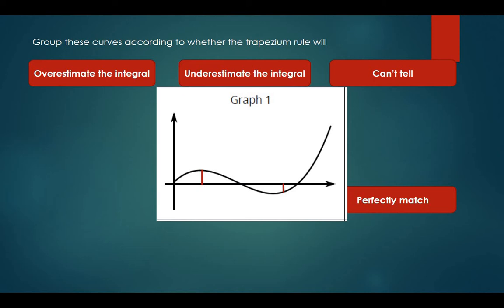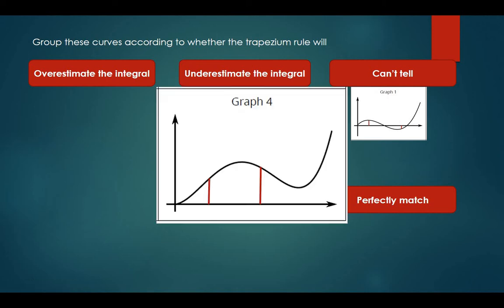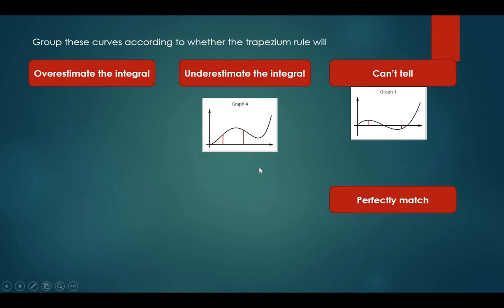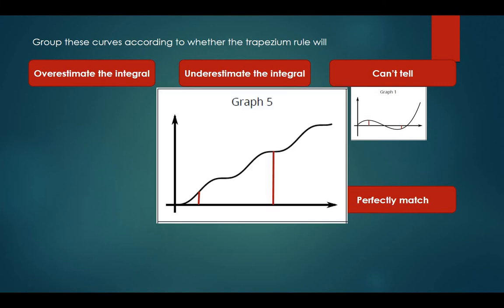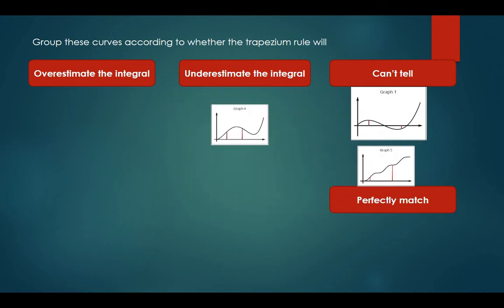Here's the first one. So you can see we've got a bit of curving downwards followed by curving upwards, so we can't tell in this situation. On this graph, the curve is always curving downwards, so our trapezia is going to lie straight across beneath that, so it will give us an underestimate of the integral. This graph is very wiggly. You can see it's curving downwards and curving upwards, so our trapezia are going to lie above and below, so we can't tell.